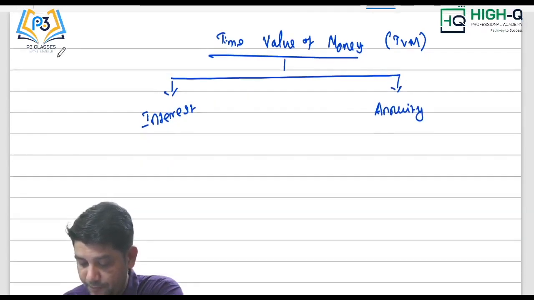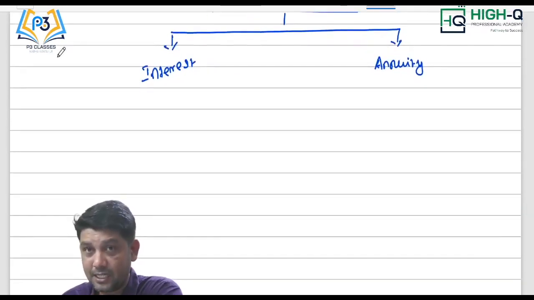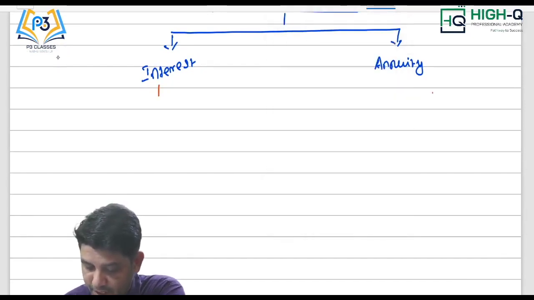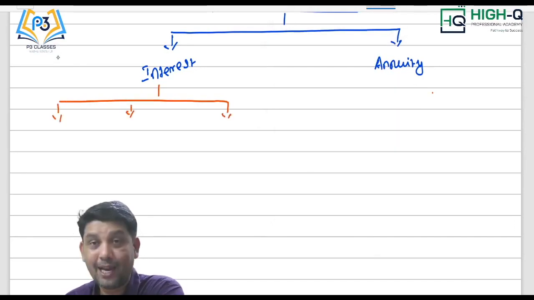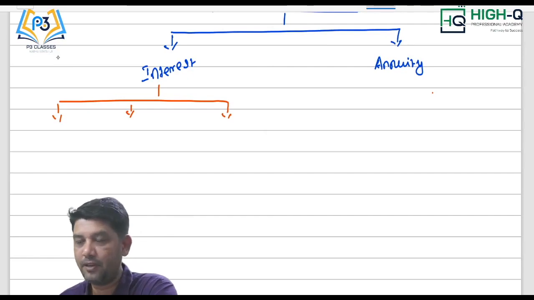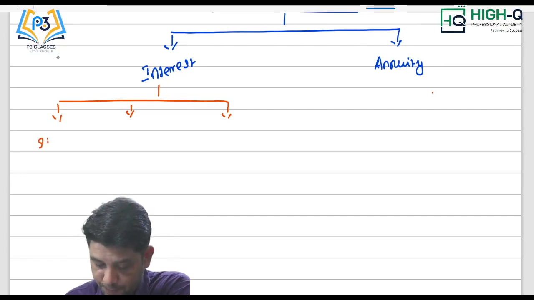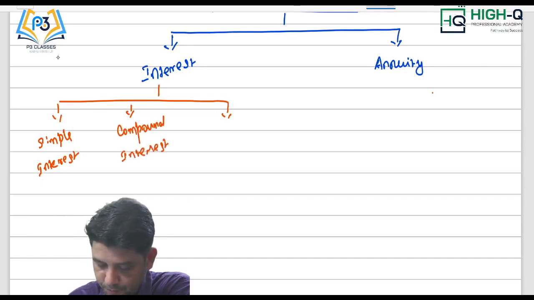Interest and annuity. Now, as far as interest is concerned, we are going to discuss 3 types of interest in this topic. Please prepare the way I'm giving you the notes. You will find it very simple. What are the interests, my dear? Simple interest, compound interest, then effective rate of interest.